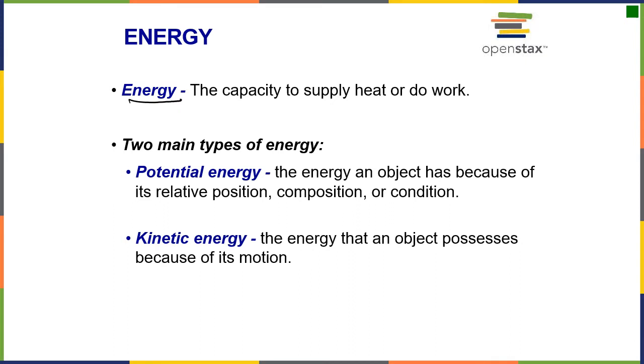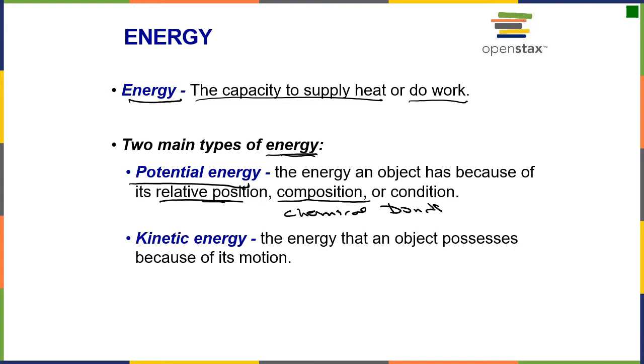Energy is the capacity to supply heat or to do work. We have two types of energy. We have potential, which is stored. It can be of composition, and that, for example, is in chemical bonds, which is probably the kind that we most care about. We could also do relative position, something above something else would have a higher energy. We also have kinetic energy. That's an energy that something has because of its motion.